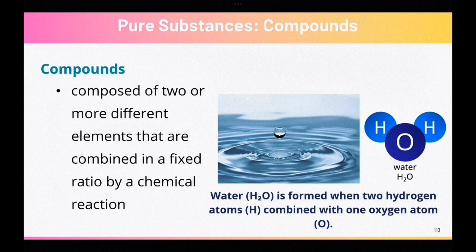So first, we need to know the different element categories, such as compounds. A compound is composed of two or more different elements that are combined in a fixed ratio by a chemical reaction. For example, H2O is formed when two hydrogen atoms combine with one oxygen atom. It is considered a compound, containing two or more different elements.